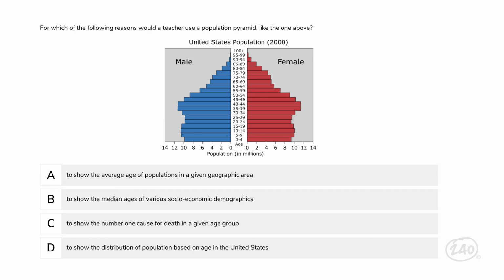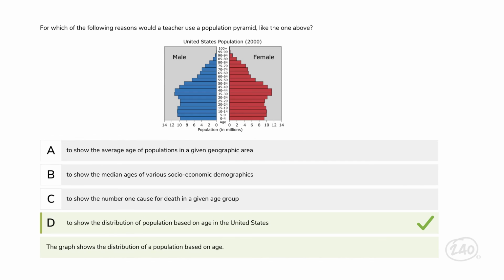This graph doesn't say anything about geographic area, aside from the fact that it's US population data, so that's out. It also doesn't provide income information, so that rules out socioeconomic demographics. We also don't have any information about cause of death, so C is also a no-go. We do have information on population distribution based on age in the US, which makes D the correct answer here. To demonstrate any of the other topics, we would need another set of data or another source of evidence.